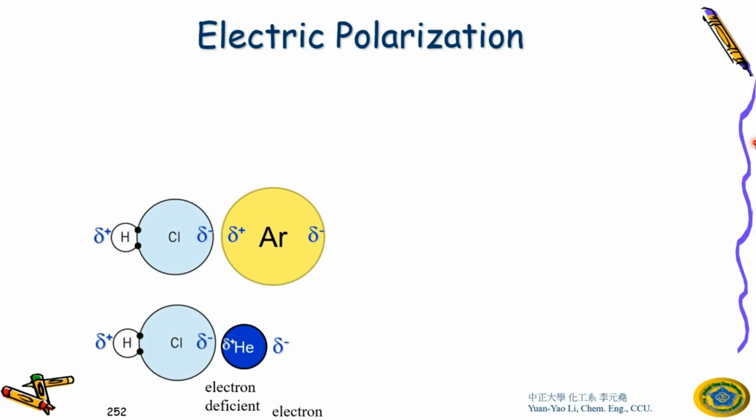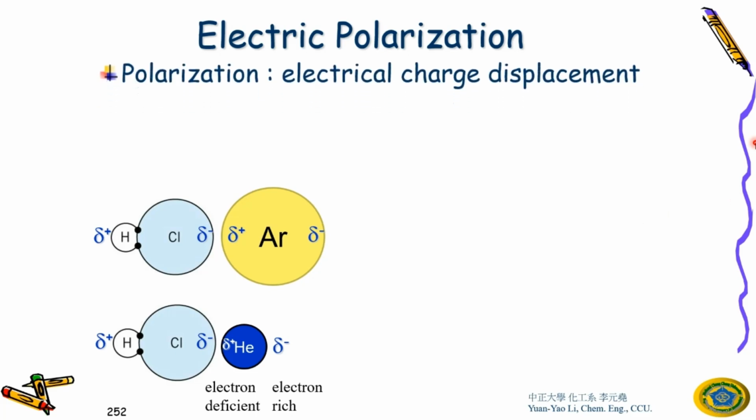Okay, the answer is argon. This is called polarization. Why? Polarization is the electrical charge displacement. How large is the electrical charge displacement? If the displacement is high, then the polarization will be high, then the energy will be high. So this is what we call electrical polarizability.